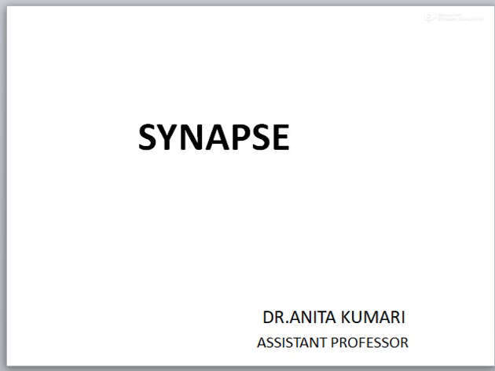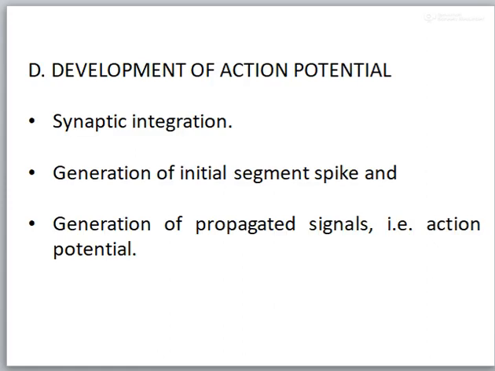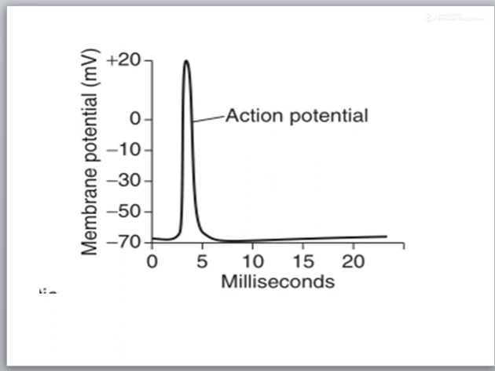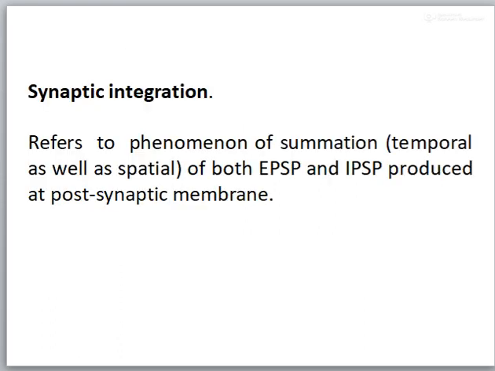So how does this action potential develop? There are three processes that occur in the development of action potential. One is synaptic integration, second is the initial segment spike, and third is the generation of action potential. So this is the diagram that shows the generation of action potential.